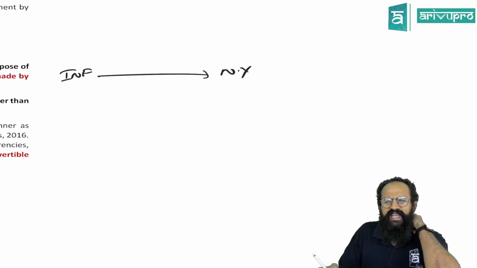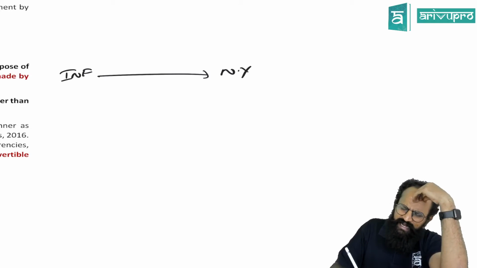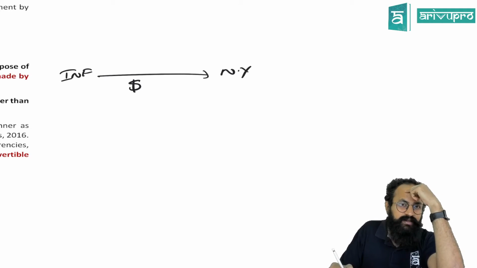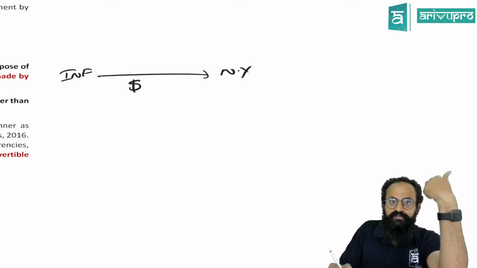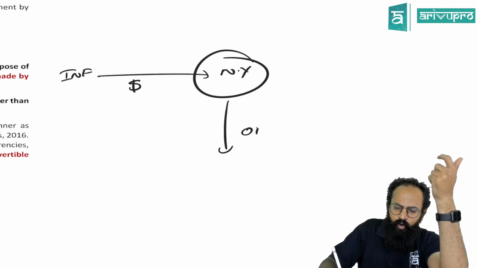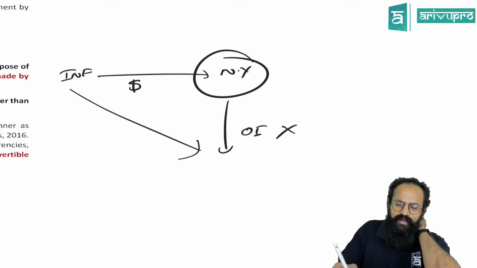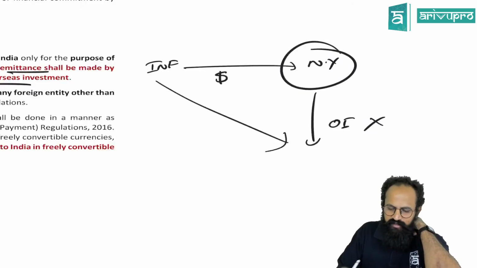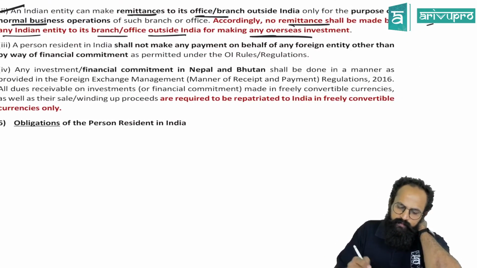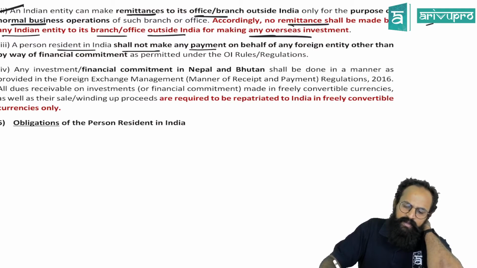Whatever are the expenses to maintain your New York branch, meaning paying rent, paying employee salary, for that you send money, people, we don't mind. However, you cannot give dollars to your New York entity and the New York entity cannot make overseas investment. This is not allowed. If you want to make it, you directly make it. This structure is not allowed. That is what they are telling here. Clear?